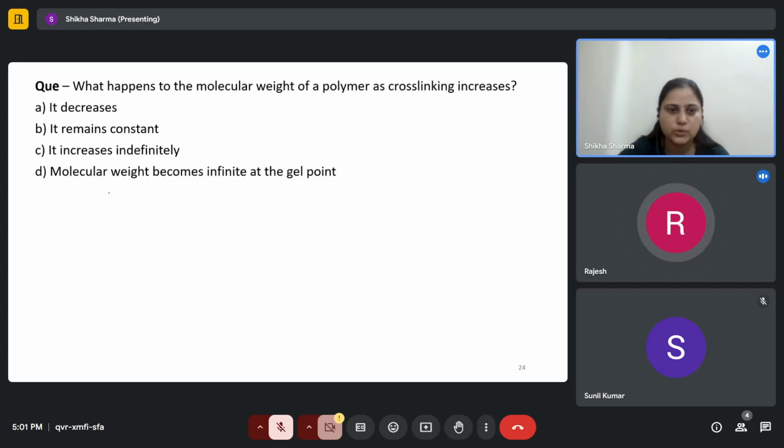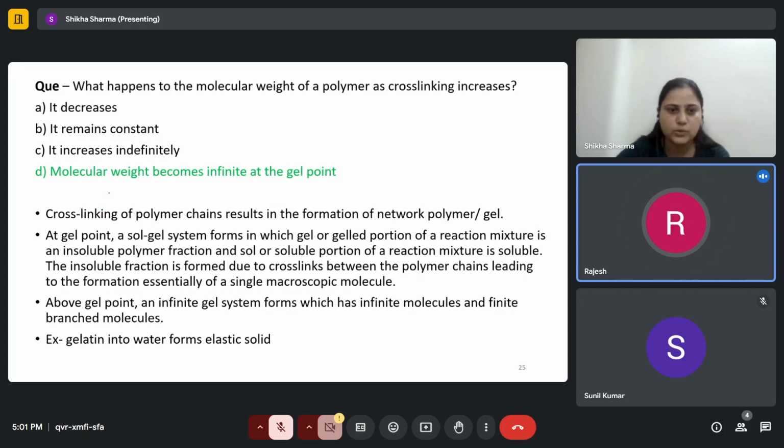So, let me guess. I think it's D. Yes, it's correct. The answer D is correct. As you said, the molecular weight becomes infinite at the gel point.